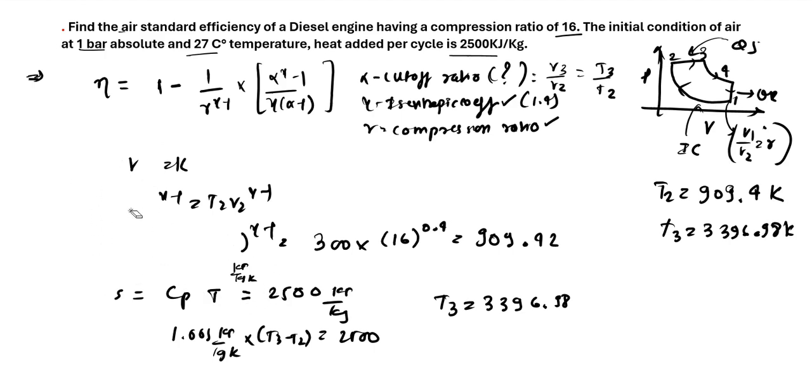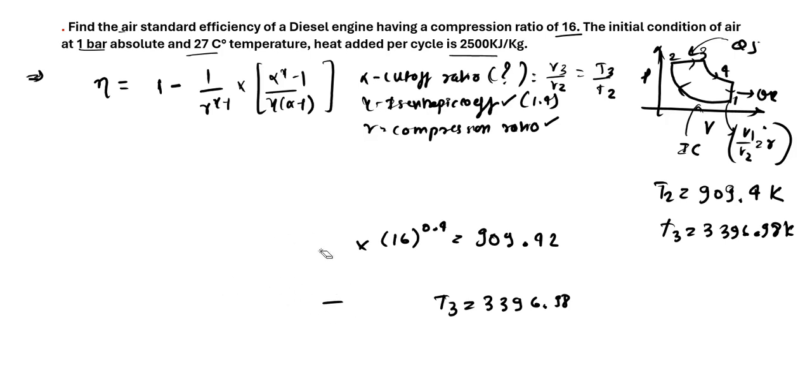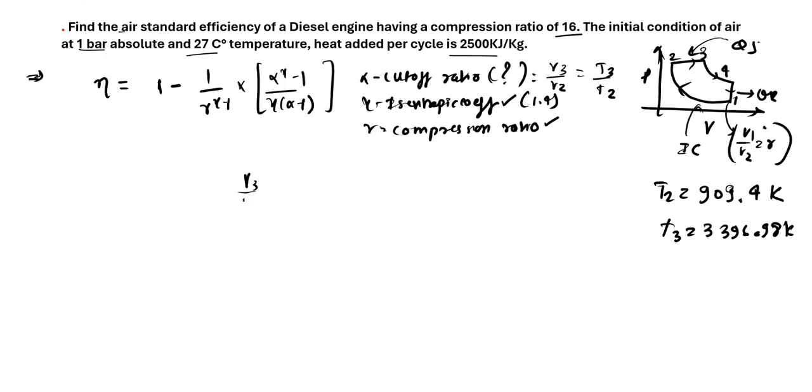After calculating T3 and T2, you can calculate the cutoff ratio by taking the ratio of T3 and T2, because we have already proved that V3 by V2 is equal to T3 by T2. So V3 by V2, which is the cutoff ratio, is 3396.98 divided by 909.4. So it should be 3.73 as your cutoff ratio.